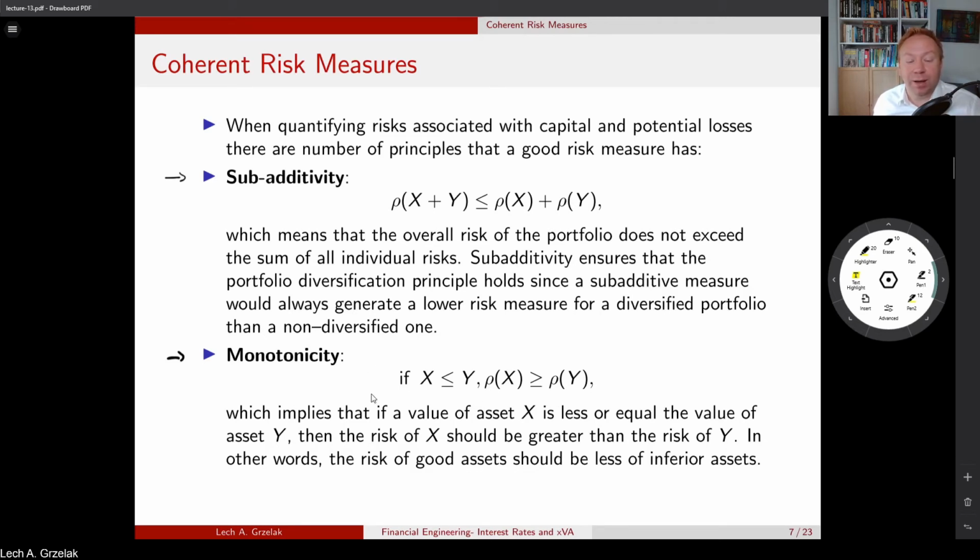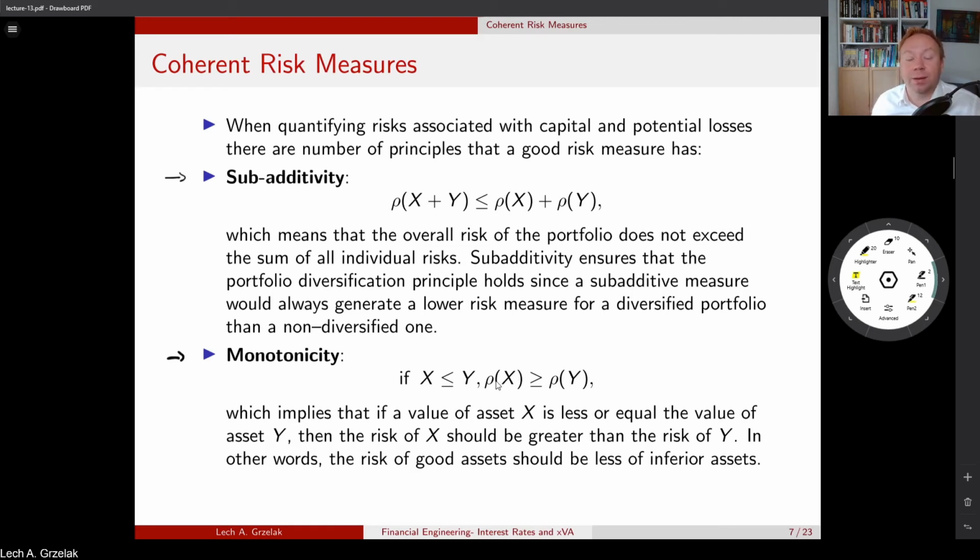So let's take a look. This measure implies that if we have the value of an asset X which is less than or equal to the value of an asset Y, then the risk of X should be greater than the risk of Y. In other words, the risk of good assets should be less than that of inferior assets. So we are looking from the perspective of value. If Y is worth a million and X is worth 10,000, then we would say there is less risk associated with Y, because from a million, it may not decrease to zero as fast as X, which is worth only 10,000 in this case.